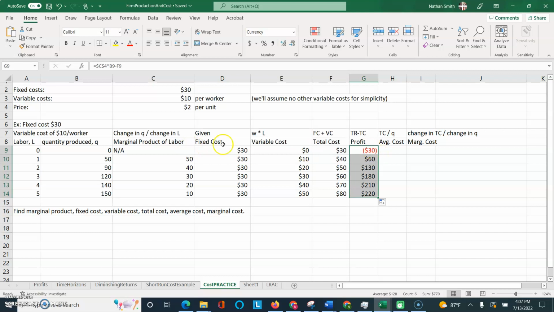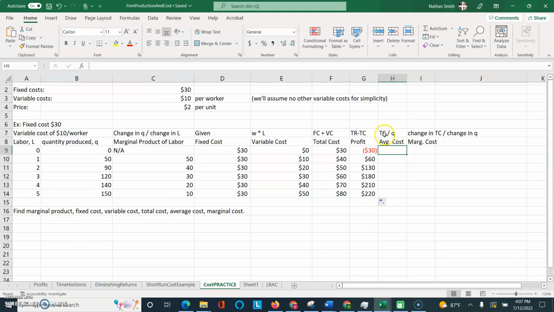Okay, so we can see that this firm is losing money if it doesn't produce anything, and in this example, its profit is increasing. Eventually, if I had a longer table, that profit would max out and then would actually start to decline. All right, let's take a look at our last two categories, and then we are done.